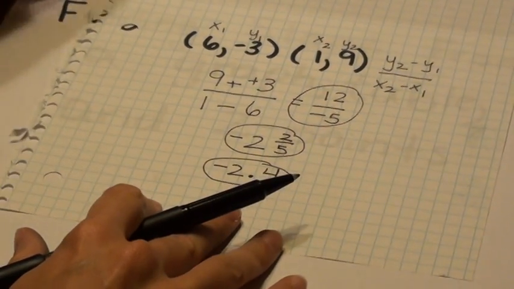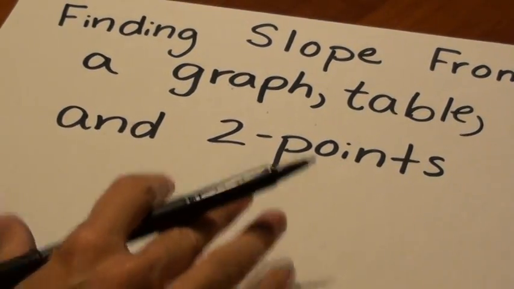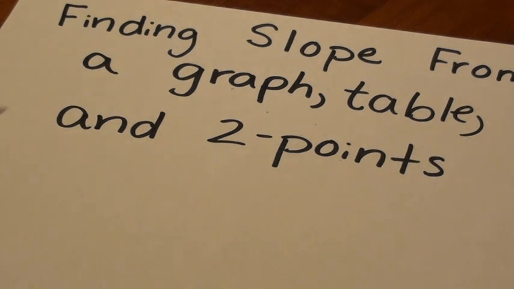Okay, this has been our tutorial on finding slope from a graph, table, and 2 points. You can rewind to see any parts that you need to see again. Thanks for watching.